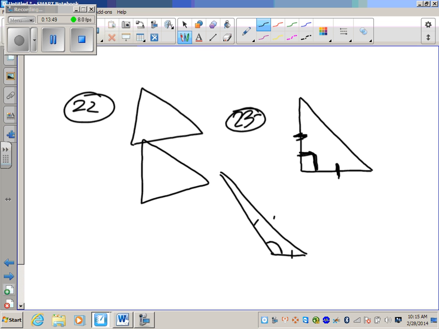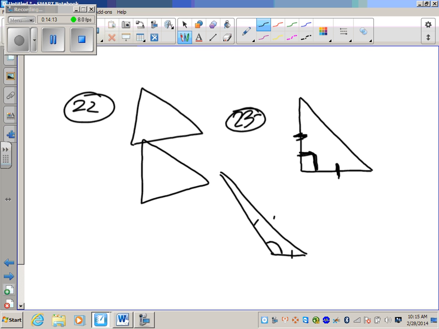25, 26, name each polygon according to the number of sides. 25 has 6 sides, that makes it a hexagon. 26, octagon. 27 is a, what? Parallelogram. Yep. By its name, name each quadrilateral.